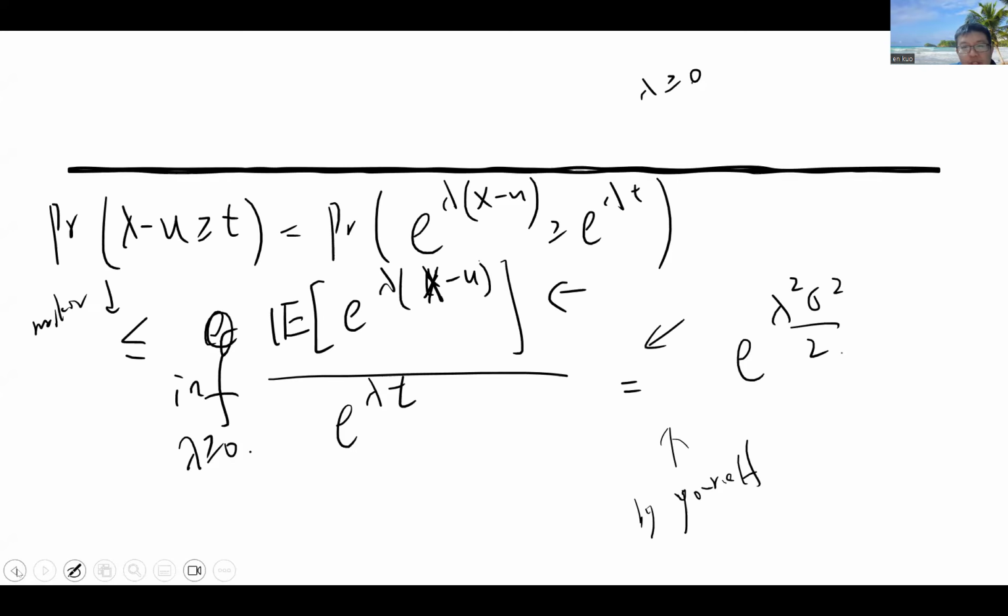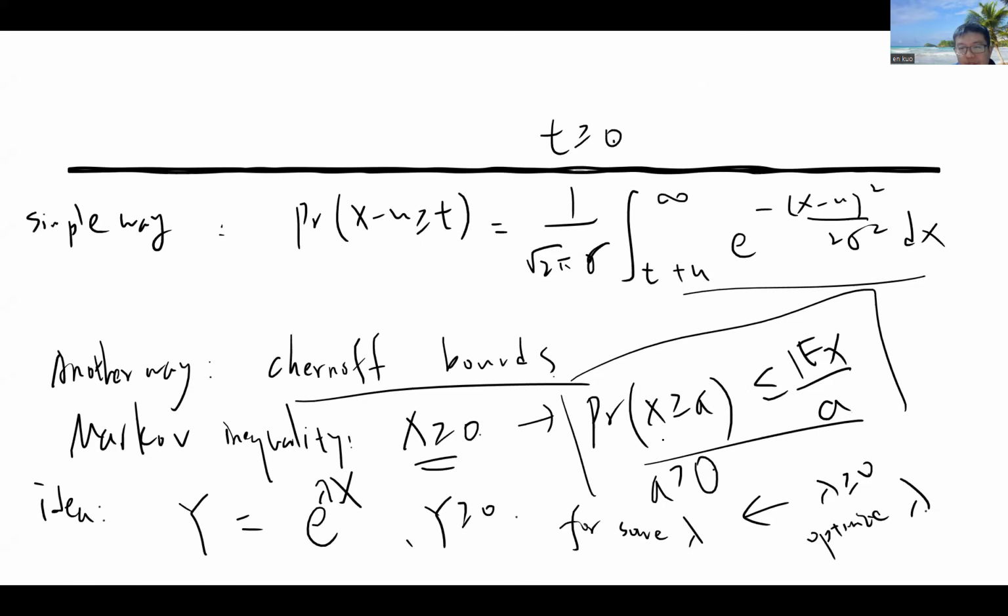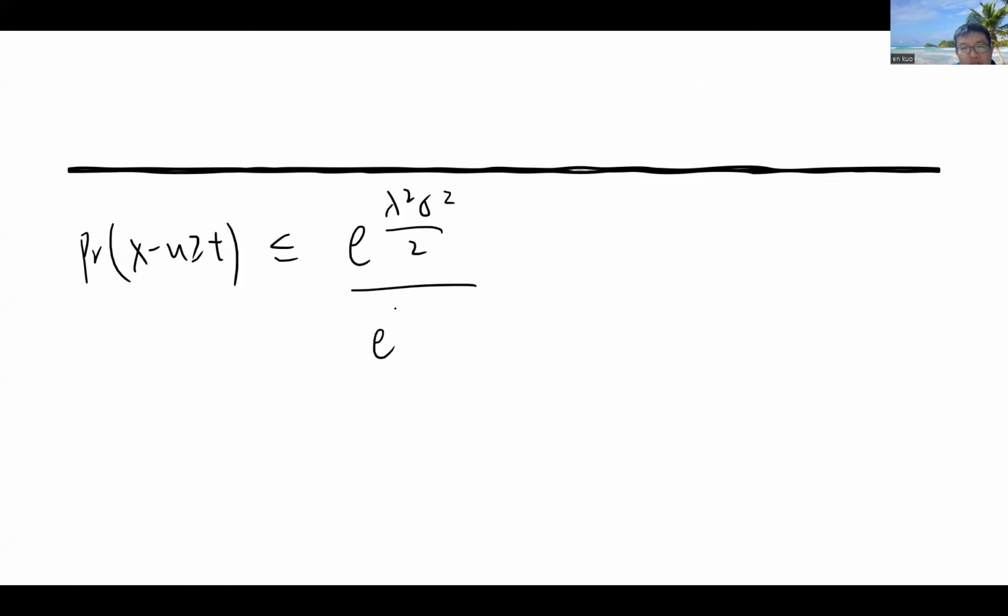Once you have this, you immediately have the bound. So let me just write it down, divided by the exponential of lambda t. So you will need to find the lambda such that this expression is small. But this is quadratic in lambda, so very simple.